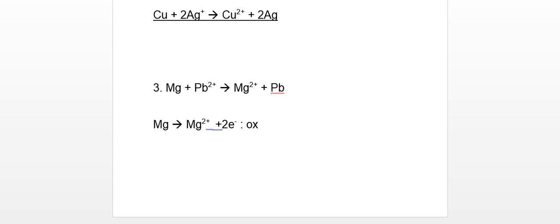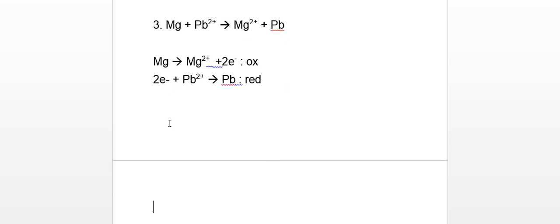On the other hand, we've got lead 2+ over here, forming solid lead. Now, to convert a 2+ ion, lead with an oxidation state of +2, to lead with an oxidation state of 0, you have to add to it 2 electrons. And that's what we're going to do. And of course, if it's gaining electrons, it is the reduction side of the reaction. Very, very simple and straightforward here. We just simply add those two together.